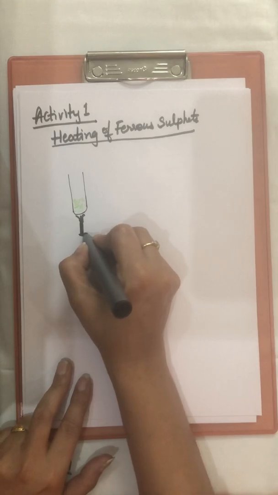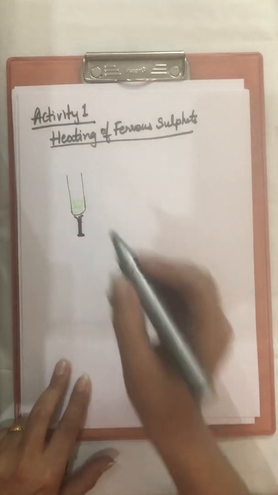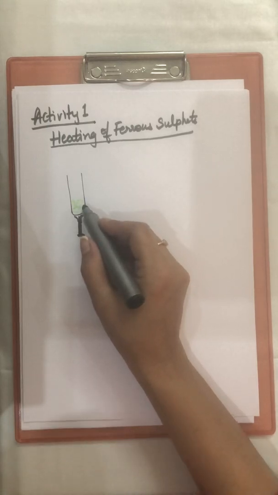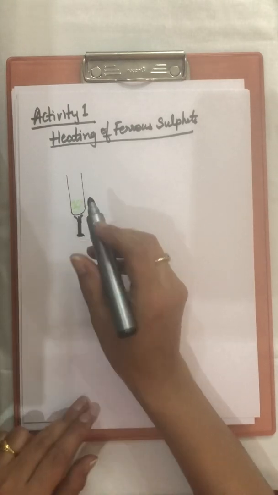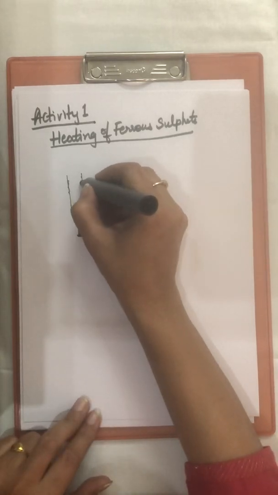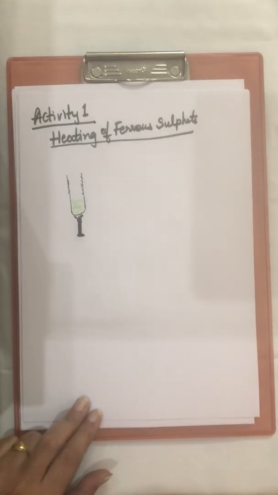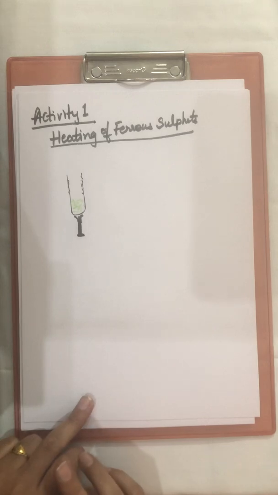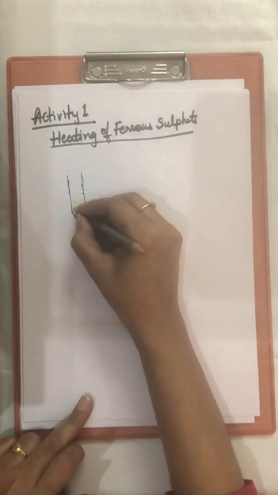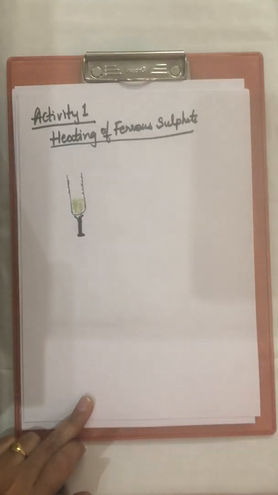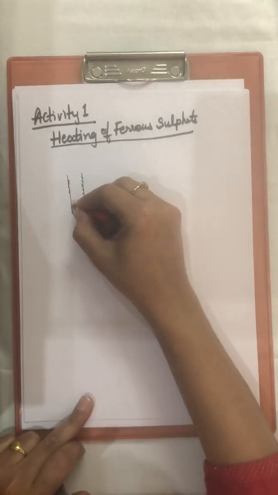So when we heat it, we'll see two things here. First is this green color ferrous sulphate on heating shows water droplets on the walls of the boiling tube. And second change that we'll see is the change in the color of the salt. It will start changing to reddish brown color, like rust.